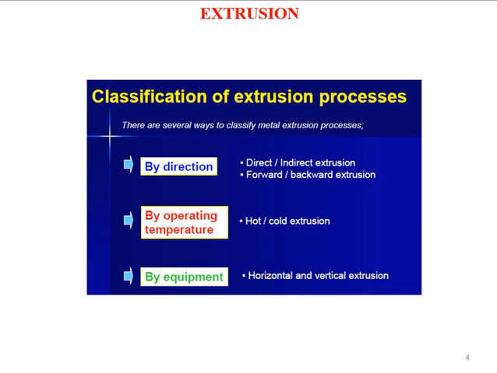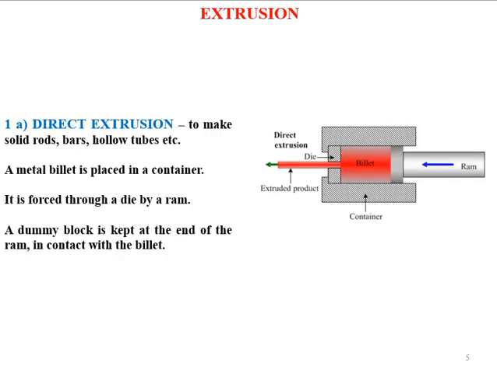So extrusion processes can be classified based on the direction of flow of the workpiece material, based on the operating temperature, the temperature at which the billet is placed, and based on the type of equipment that we are using, whether we are extruding it in the horizontal direction or in the vertical direction. So let's go by the classification based on direction. Under the classification based on direction, the first type is direct extrusion.